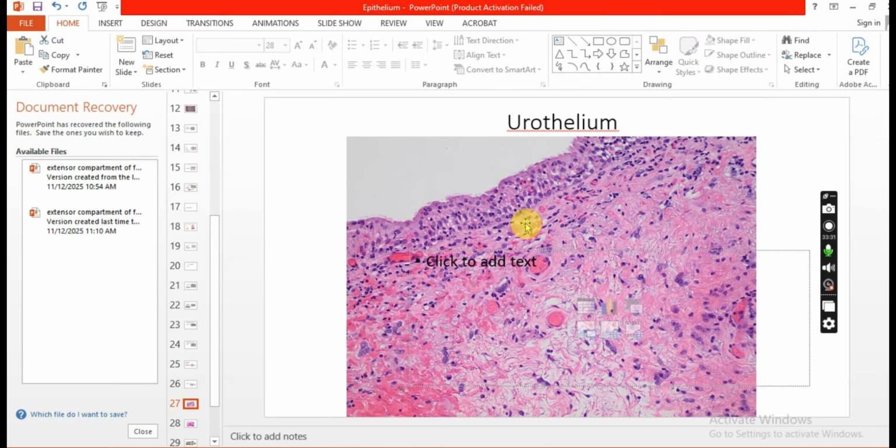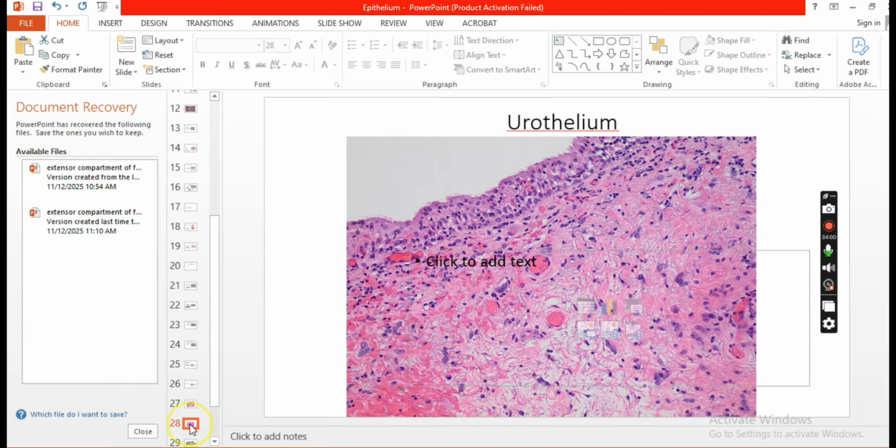So here you're just going to see the epithelium. The basal cells are columnar cells, and then you are seeing a few layers of polygonal cells having rounded nuclei. The superficial cells are umbrella shaped cells. Some cells possess more than one nucleus, binucleated. So this is the urothelium or transitional epithelium.